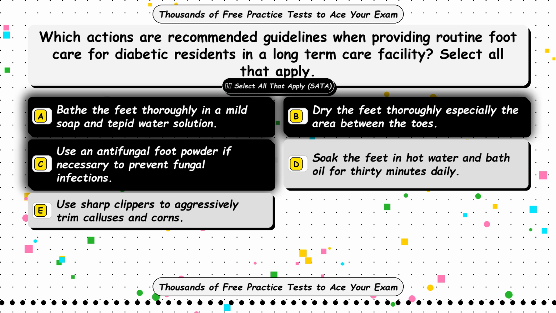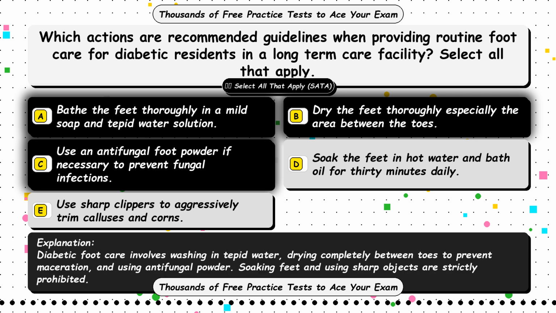The correct answers are options A and B and C. Bathe the feet thoroughly in a mild soap and tepid water solution. Dry the feet thoroughly, especially the area between the toes. Use an antifungal foot powder if necessary to prevent fungal infections. Diabetic foot care involves washing in tepid water, drying completely between toes to prevent maceration, and using antifungal powder. Soaking feet and using sharp objects are strictly prohibited.